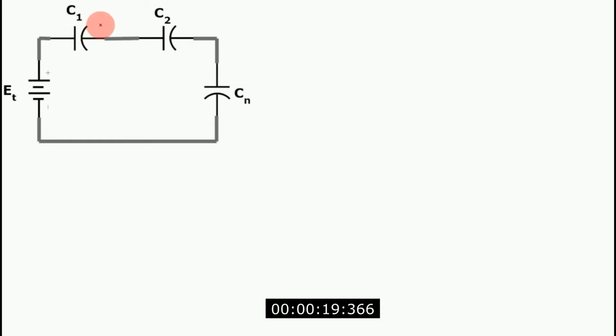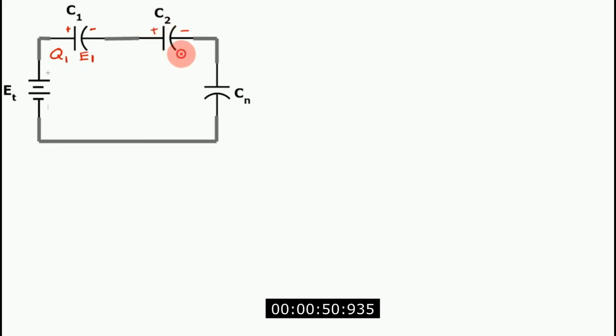So it has two plates, this one and the other one, and it is separated by an insulating material which we call the dielectric. So in this case, all the positive charges are here, the straight line, and the negative is here. Since it stores charges, it has an electric potential. So C sub 1 can have a value for that, an E1. And C sub 1 also has a charge Q1.